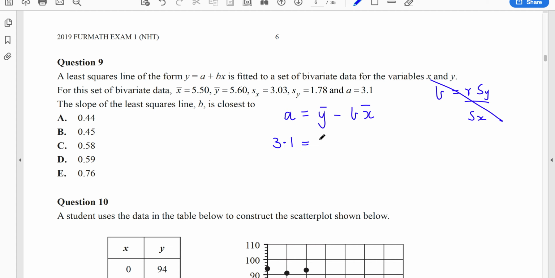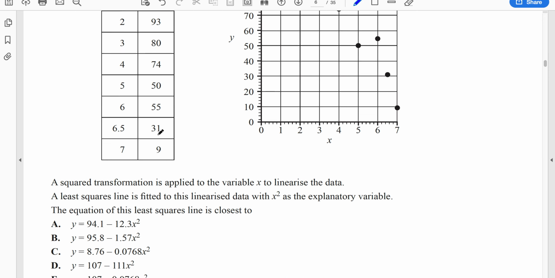And then we've got 5.6 for the mean of Y minus B, which is what we're finding, and the mean of x was 5.5. So if you put that into your calculator and solve, you'll get a B value of 0.4545. It keeps going, but of course, when you round that, it'll just be 0.45. So the answer to question 9 was B. I'm going to move on now to question 11.